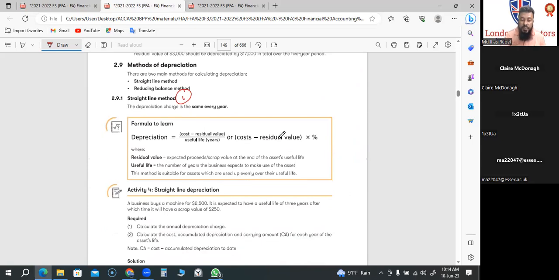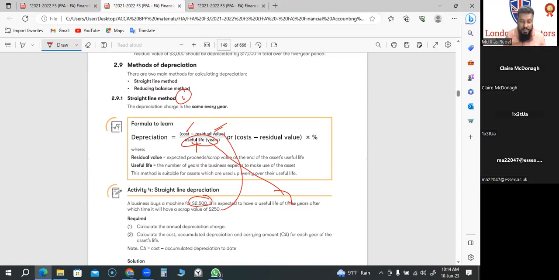Straight line method. The formula is cost minus residual value divided by number of years. Cost is the item you bought for. Let's assume you bought the item for £2,500. Residual value means after useful life. What is the useful life? Let's assume you're going to use it for 3 years. That's your useful life. After 3 years, how much can you sell it for? We can sell it for £250. That's called residual value or salvage value or sellable value.